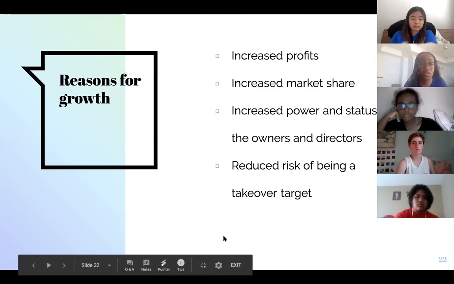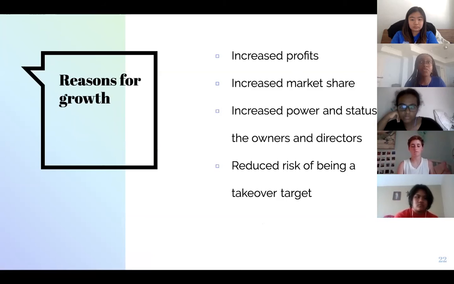And the last one is reduced risk of being a takeover target. This essentially means that if a business is doing super well, they probably won't be getting threats about takeover, because takeover normally happens when a business isn't doing super well and a bigger business thinks that they can do better or provide for it better.